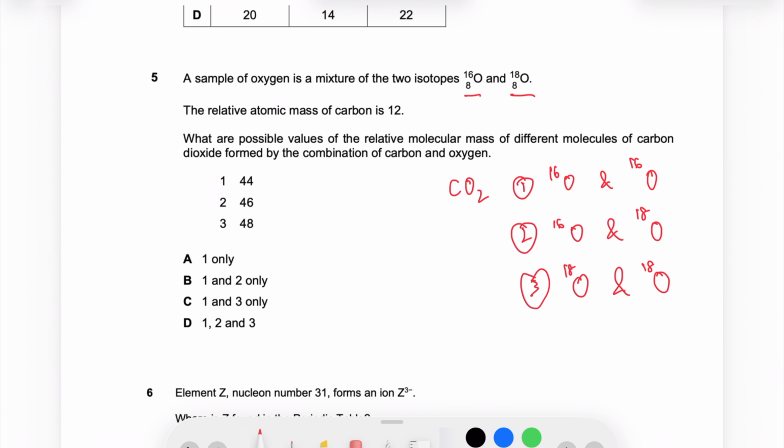Let's calculate fast. This will give you 44, including the carbon. This is 46. This is 48. Okay, so all are possible. So the answer will be D in this case.